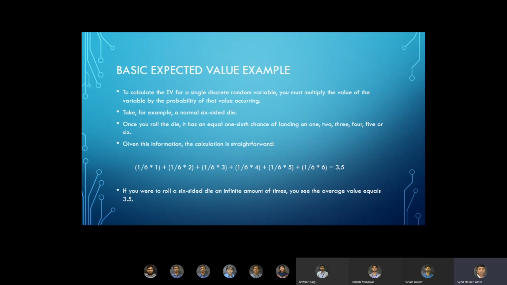Let's look at an expected value example. To calculate the EV for a single discrete random variable, you must multiply the value of the variable by the probability of that value occurring. Take for example a normal six-sided die. Once you roll the die, each outcome has a chance of 1/6, landing 1, 2, 3, 4, 5, 6. The calculation is straightforward. 1 has the probability 1/6, you multiply it. 2 has the probability 1/6. 3 has the probability 1/6. So the expected value is 3.5.